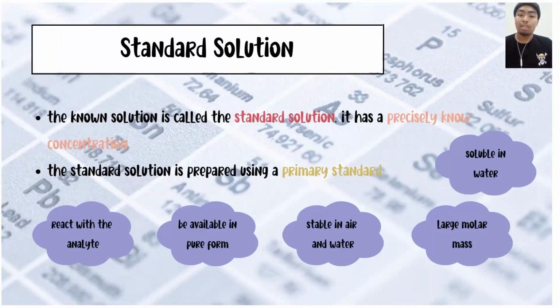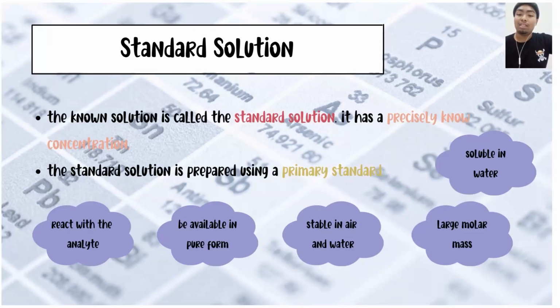The first one is that it should react in some sort of determinable way with the analyte. So, if you're trying to determine the concentration of an acid, you should really choose a base as a primary standard, because it can undergo an acid-base reaction. The next thing is that it should be available in a reasonably pure form, because when you weigh it out, you don't want any of that mass to be impurities. You want it all to be the primary standard.